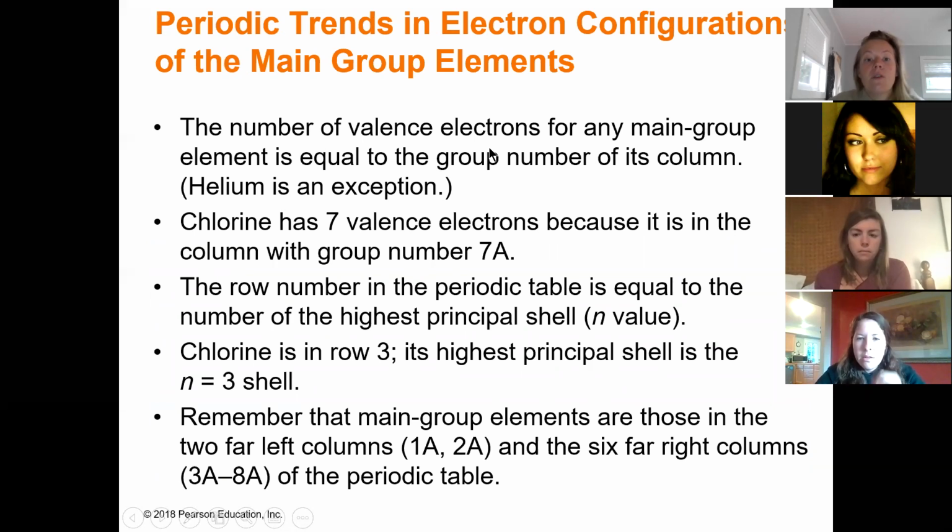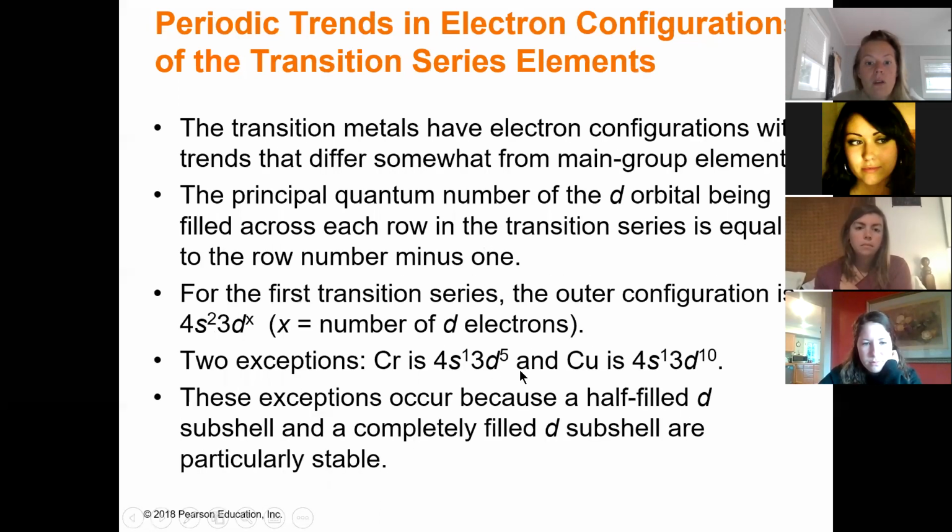So the number of valence electrons in the main group, you can find from whatever the column number is. It gets a little different and a little sticky with transition metals. There are some exceptions, and we're just not going to go over that, okay? You can leave transition metal stuff for electron configurations. You can leave the exceptions for now.